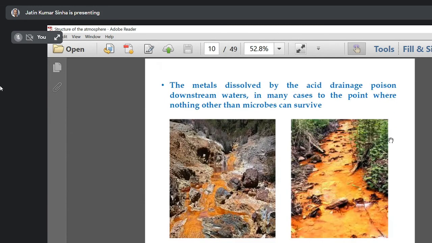So this is how the acid mine drainage looks. This is a stream coming from an old mine, and you can see the whole path of the water is being deposited with iron sulfide, so pyrite, and the color of this is very close to gold.